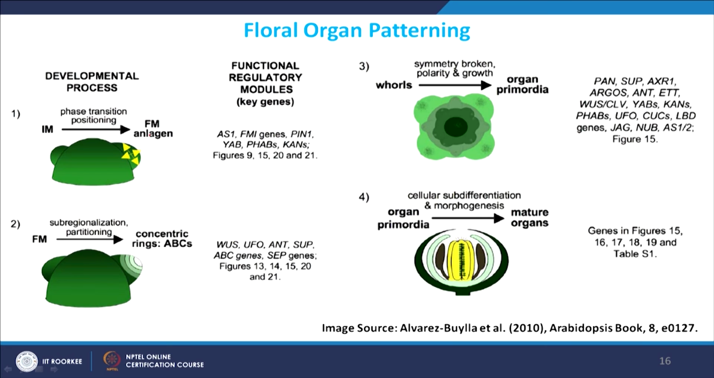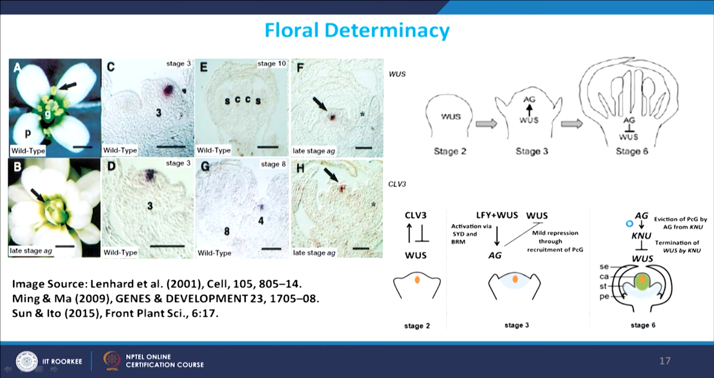So, these are different organ patterning. So, you have inflorescence to floral meristem, these are the different steps. Then in the floral meristem you have the concentric ring formation, sepal, petal, stamen and carpel. Then at the same time there is a symmetry breaking, you have organ growth and then maturation of the organ. So, these are different stages of the flower development, and then you have different genes which are regulating different stages. The final thing which is important is the floral determinacy.